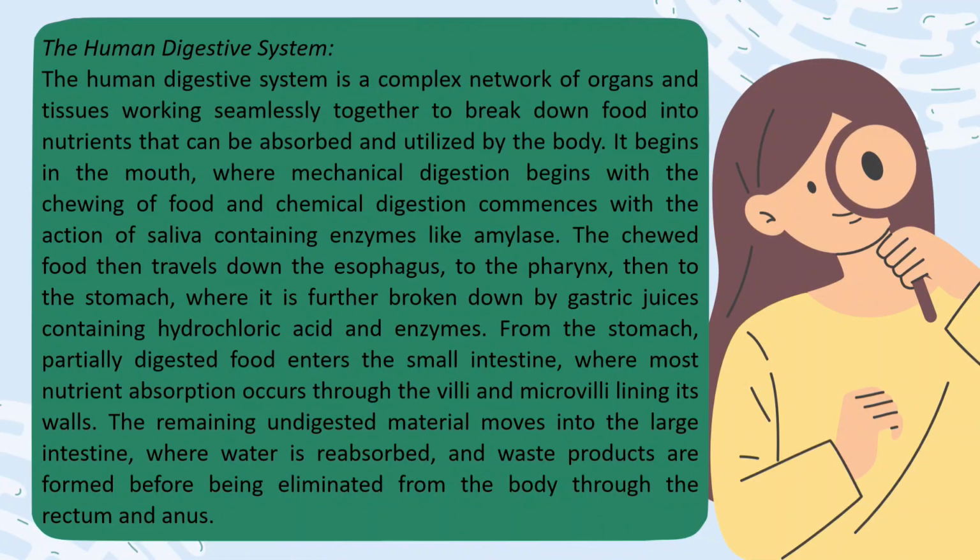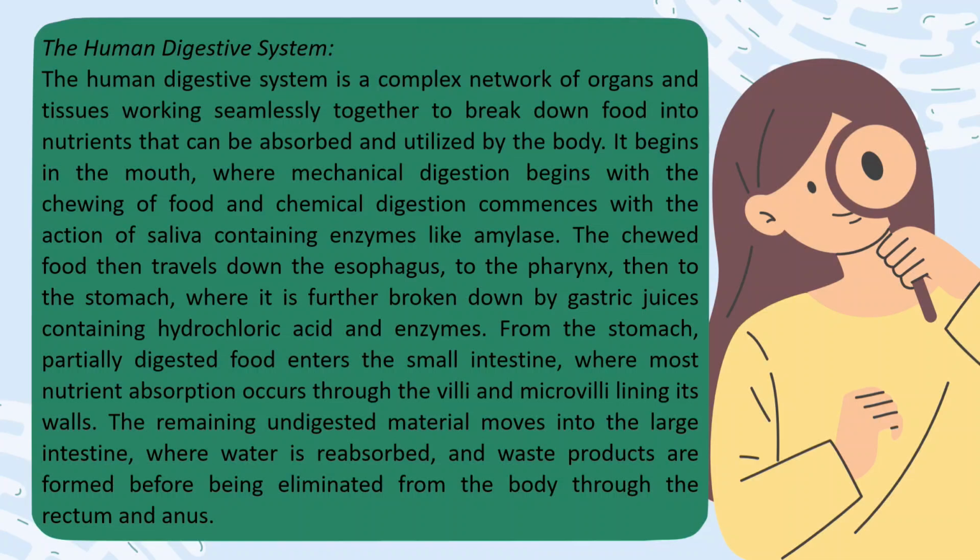The human digestive system is a complex network of organs and tissues working seamlessly together to break down food into nutrients that can be absorbed and utilized by the body. It begins in the mouth, where mechanical digestion begins with the chewing of food, and chemical digestion commences with the action of saliva containing enzymes like amylase.